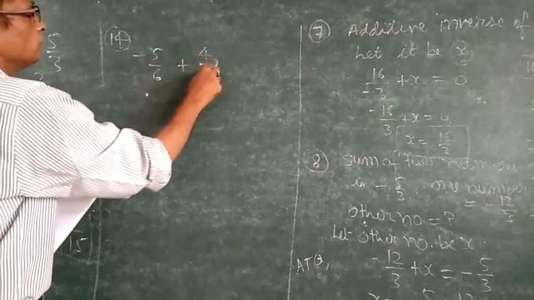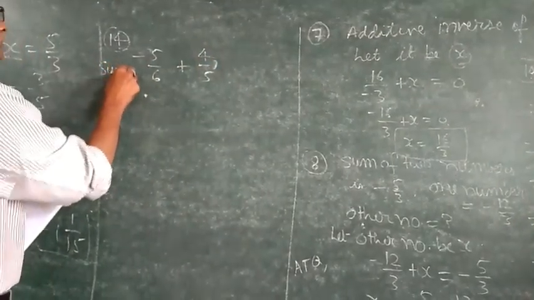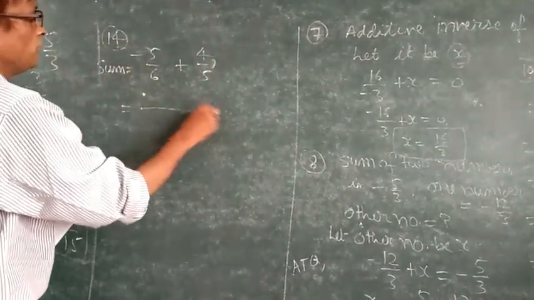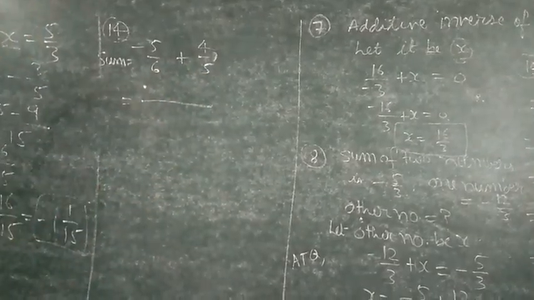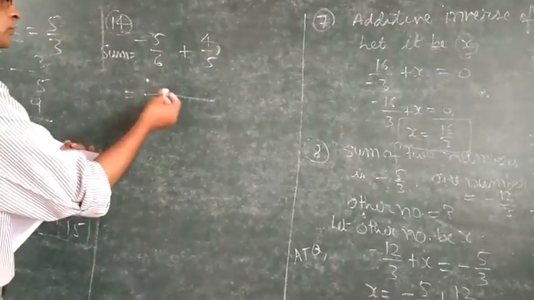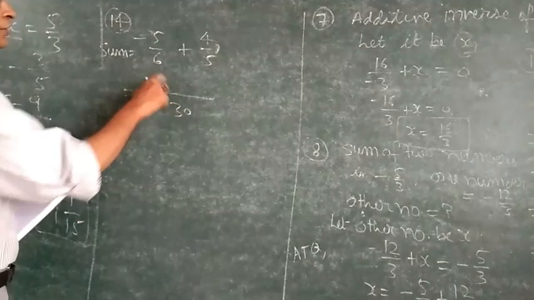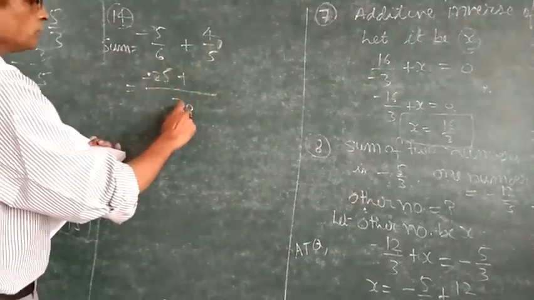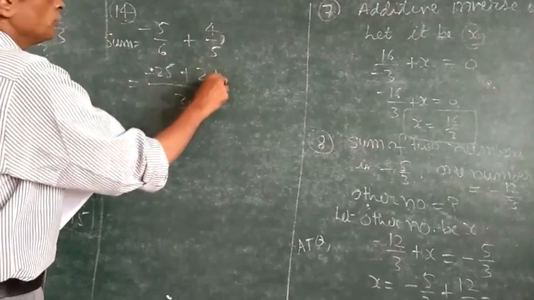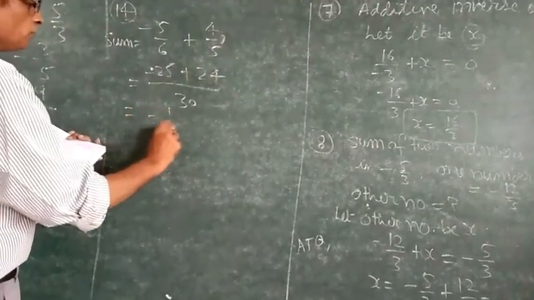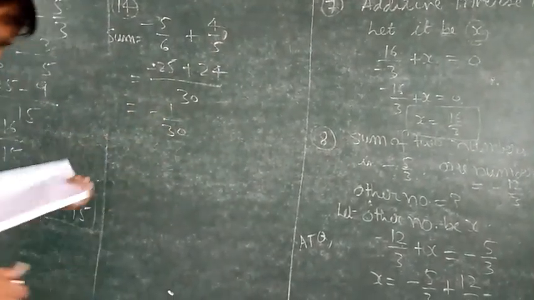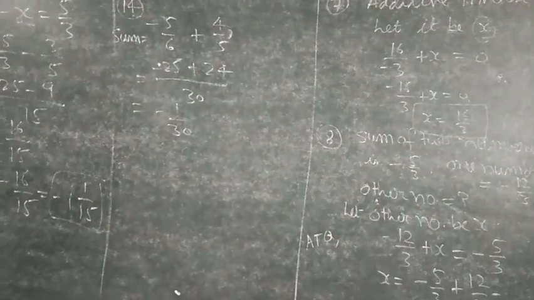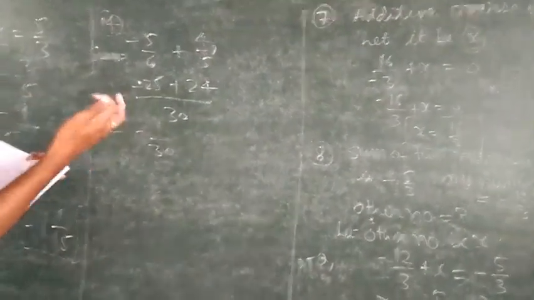We have to find the sum of these two rational numbers. How can we find it? What is the LCM of 6 and 5? It is 30. 6 5s are 30, minus 5 5s are 25. 5 6s are 30. So we have 24. So it is coming minus 1 upon 30. This is the sum.